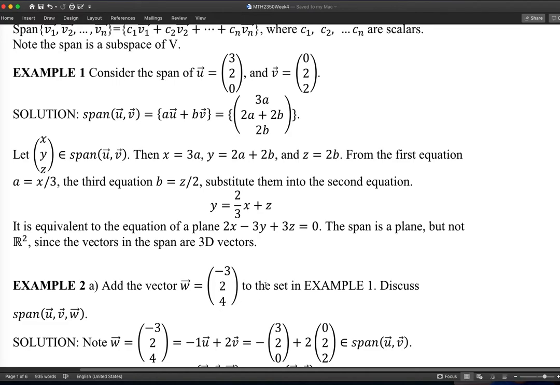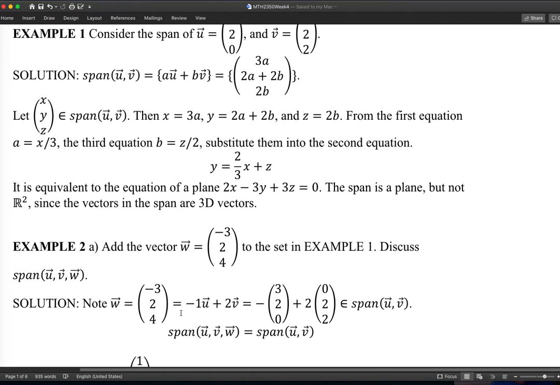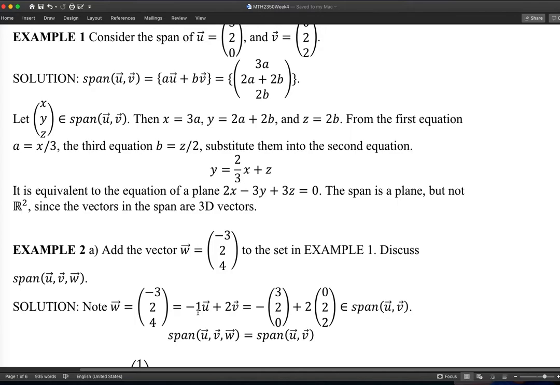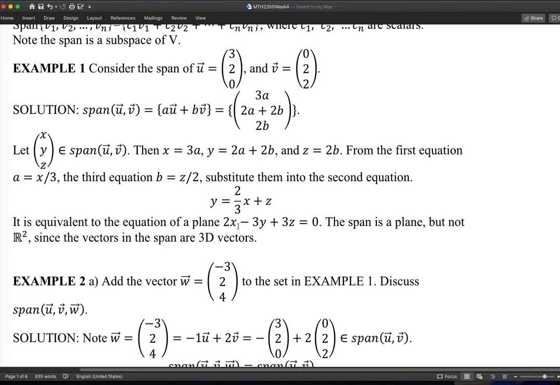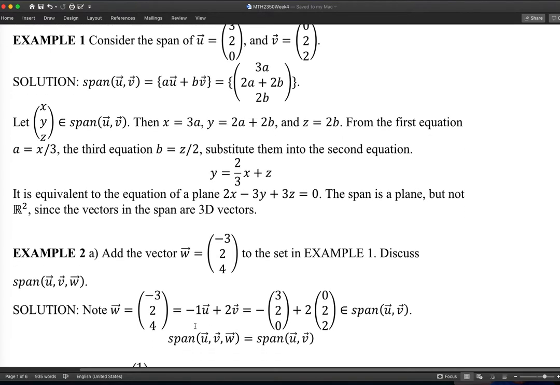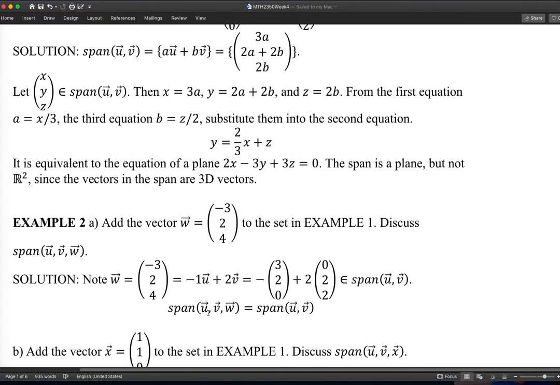One thing before we go further: it's a very well-manipulated example, with no particular reason. If you take a look, w itself can be written as a linear combination of u and v. I believe this is correct: negative u plus 2v generates w. So w itself is a linear combination of u and v. In any linear combination of u, v, w, whenever you have w, it can always be replaced with u and v.